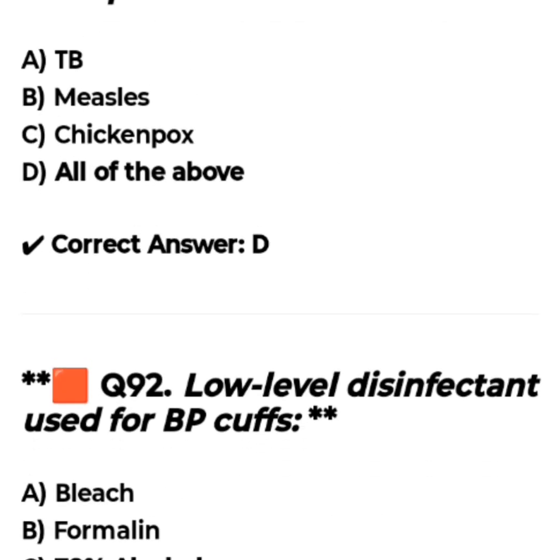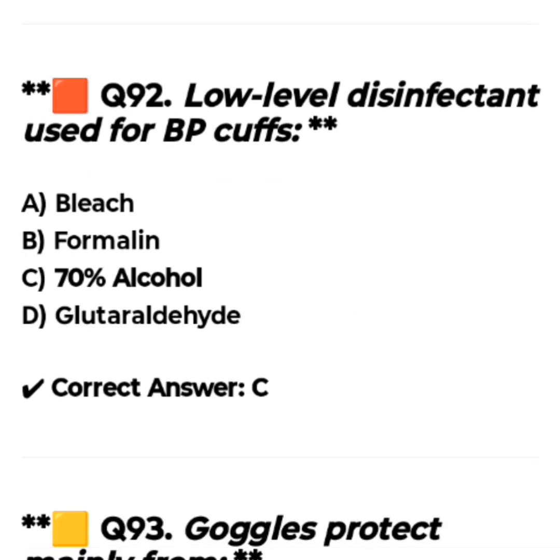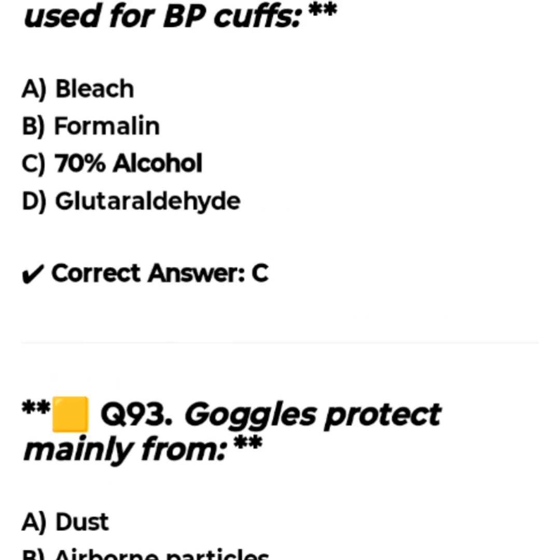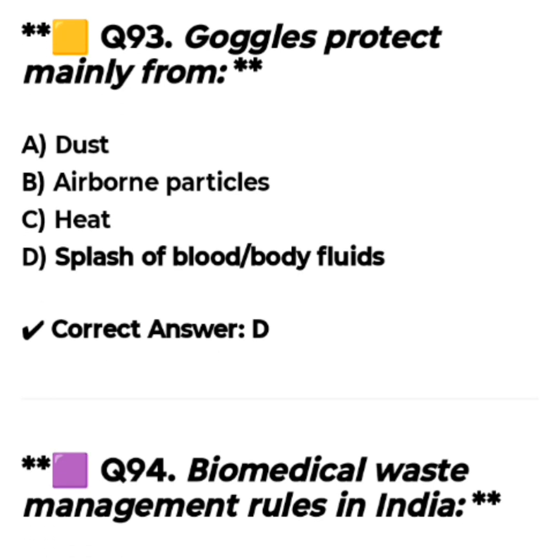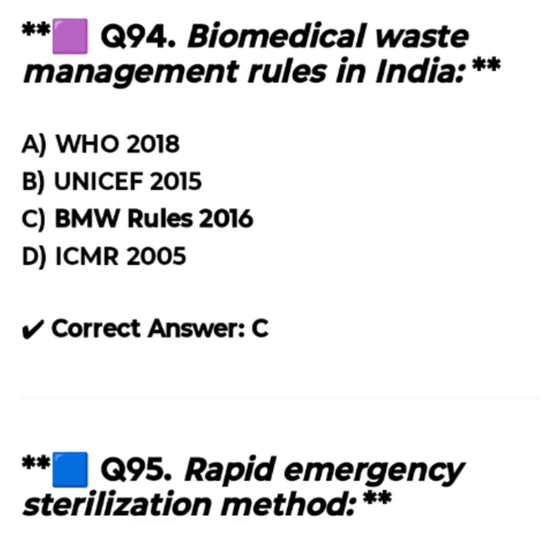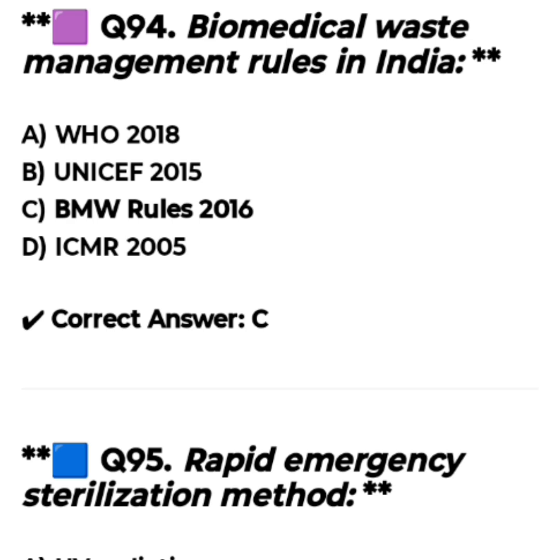Airborne infection examples, the correct answer is option D, TB, measles, chickenpox. Low level disinfectant used for BP cuffs, the correct answer is option C, 70% alcohol. Goggles protect mainly from option D, splash of blood or body fluids. Biomedical waste management rules in India. The correct answer is option C, Biomedical Rules 2016.